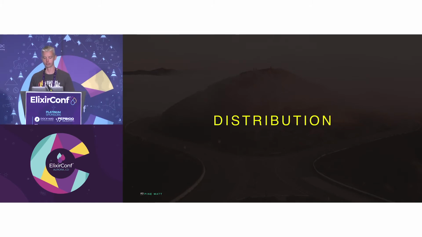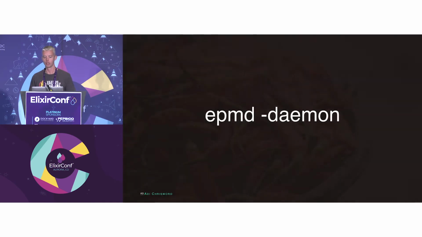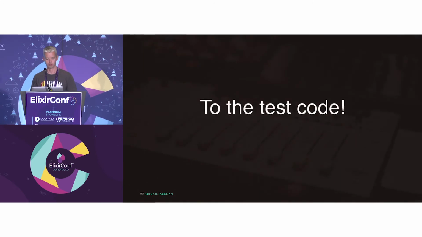I was just getting into Elixir, and all I saw was this. I was like, what the heck is a match error, right? So no idea what this was, but it turns out if you come up from a cold boot and you haven't had distribution started, you need to run epmd -daemon, and then you'll have distribution. Let's jump into the test code.